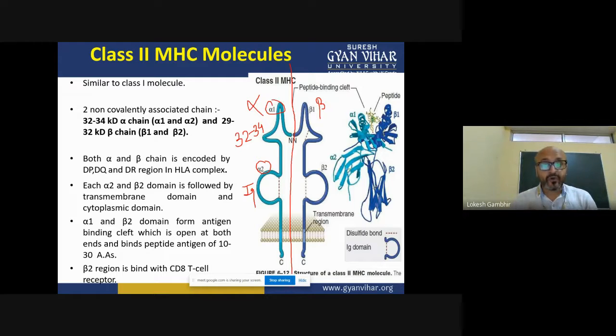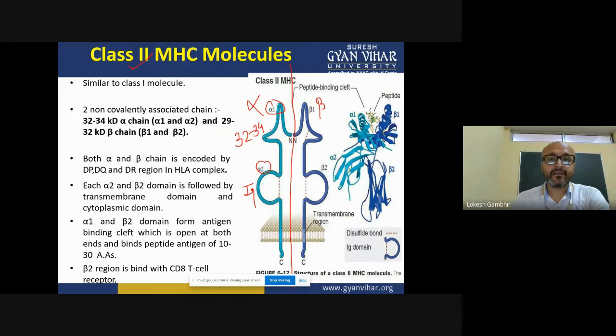So how will you go about it? We established a very basic understanding and we'll go and understand it again in that particular scenario. Before going to that, please understand that two polypeptide chains come together to form class 2. Similar was the case with class 1.